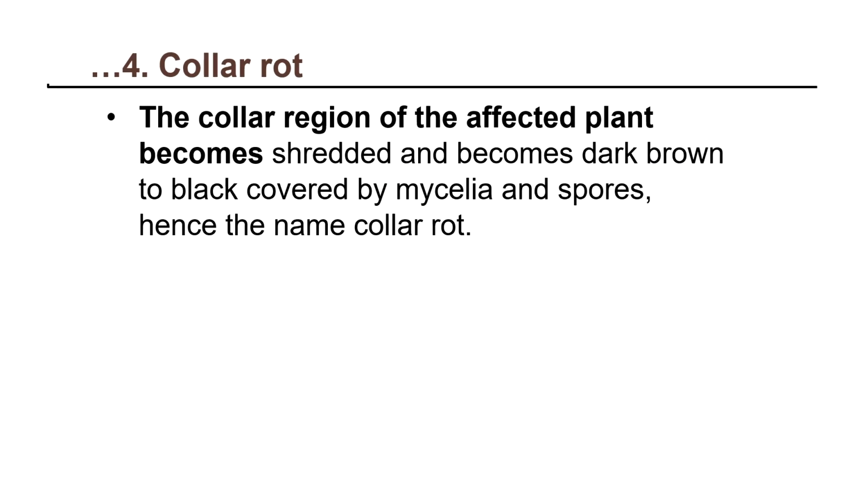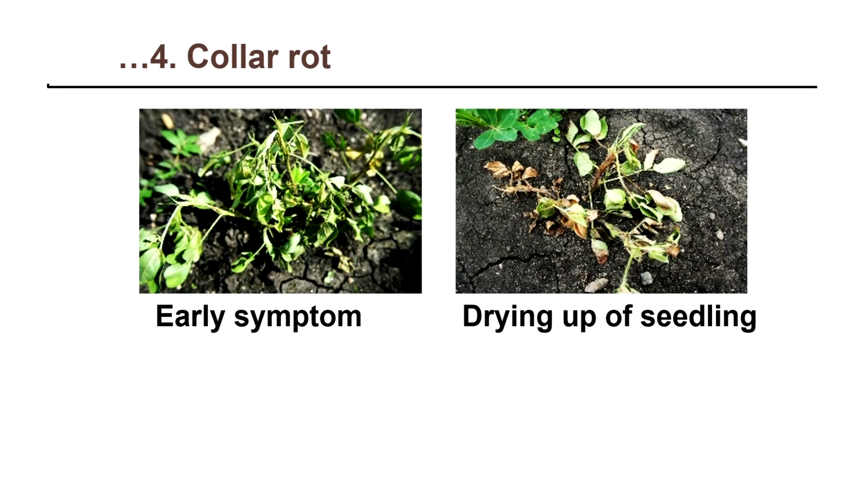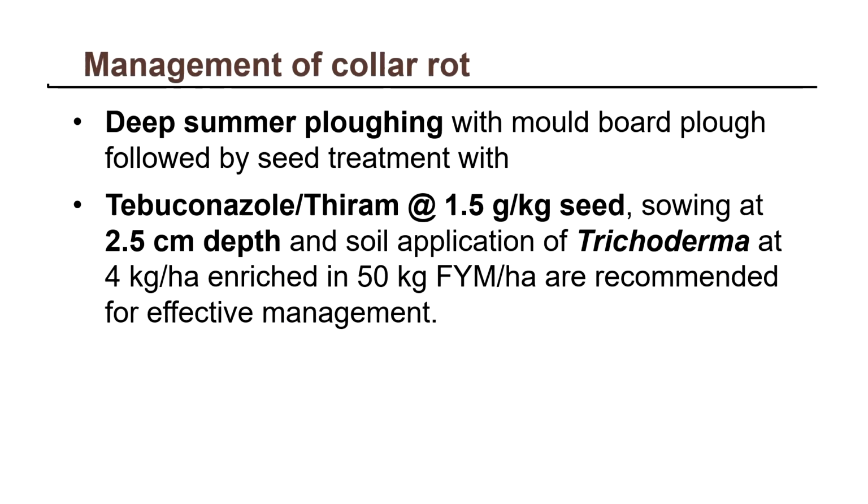The collar region of the affected plant becomes shredded. Shredded here means split, kind of split, and becomes dark brown to black, covered by mycelia and spores, hence the name collar rot. Now, you can see this region of the plant, it has rot. So, then the plant will start wilting. So, you can see early symptoms of the collar rot on the left side, and on the right side drying up of the seedling. At early stage the seedlings are drying. So, this really can be very dangerous.